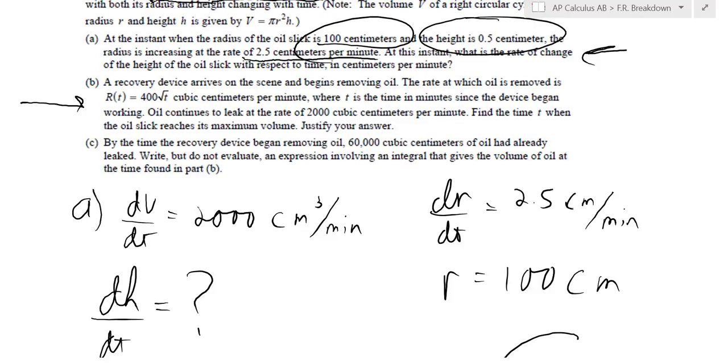So t is in minutes since the device began. Oil is still leaking out at 2,000 cubic centimeters per minute. Find the time t when the oil slick reaches its maximum volume. Notice here, it doesn't give us a point. They don't tell us how much oil there is ever, so they can't ask me how much oil there is at a certain time, because I don't know how much there was to begin with. But they can ask how fast it's changing, because I know the derivative. So when they say find the time when there is a maximum, they're not asking you to find the maximum. They're asking you to find where the derivative changes from positive to negative. That's where a maximum is going to happen, and that's the best we can do.